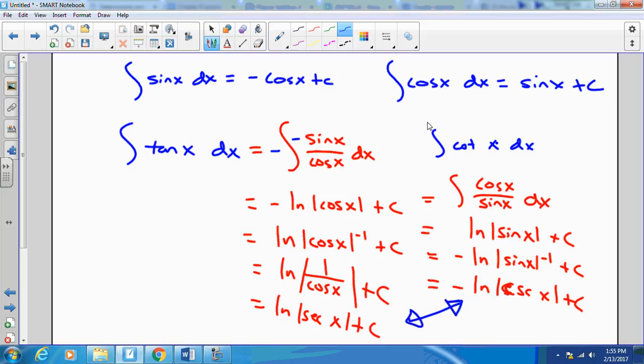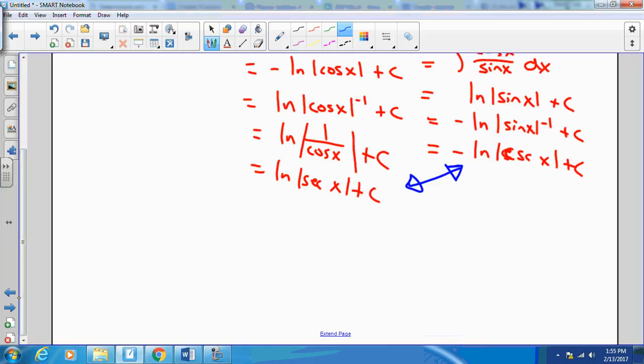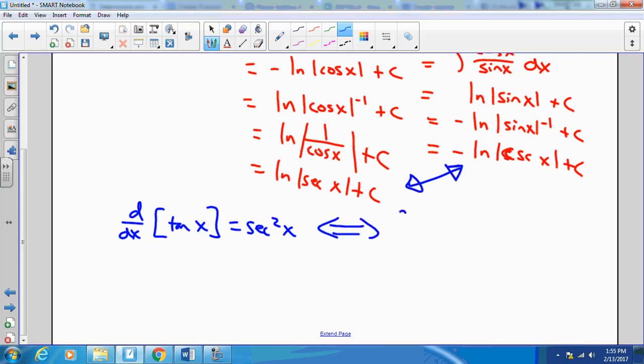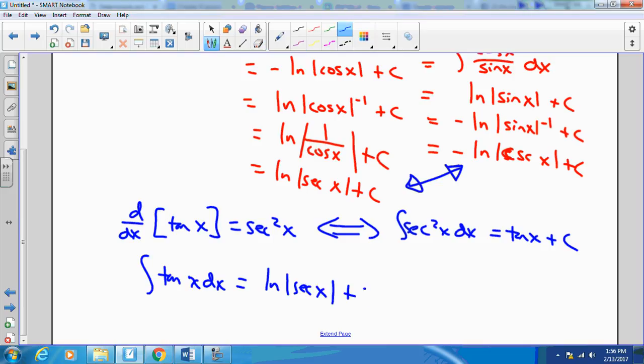So tangent x is not equal to x. No, that's the derivative of tangent x. Yes. So students, when they're first learning this, will get it confused a little bit. The derivative of tangent is secant squared, so that the antiderivative of secant squared is tangent. But the antiderivative of tangent is natural log of secant.